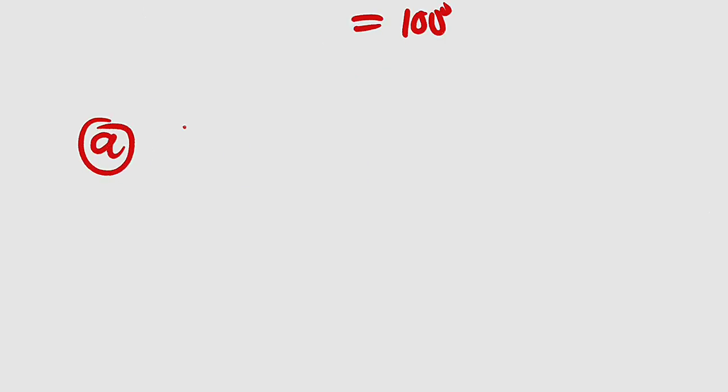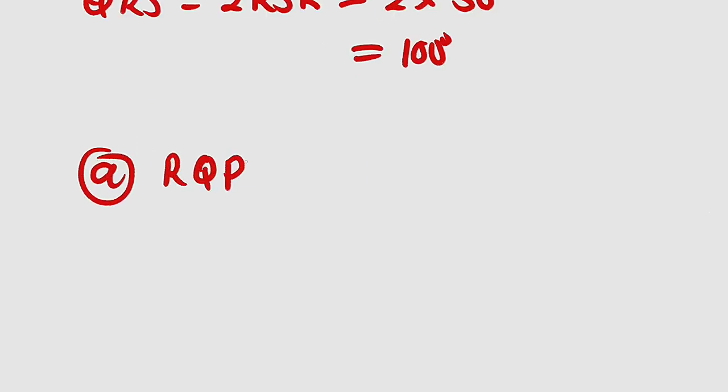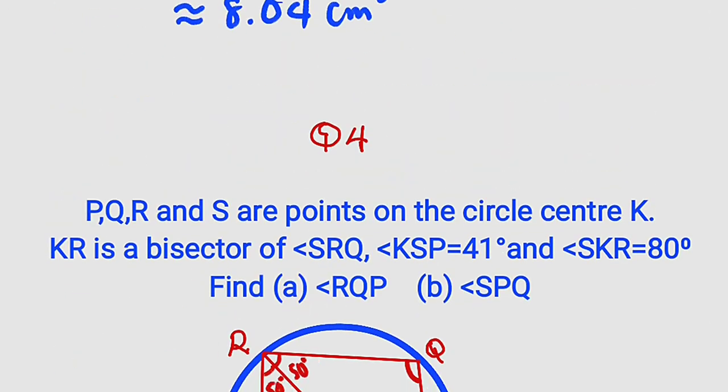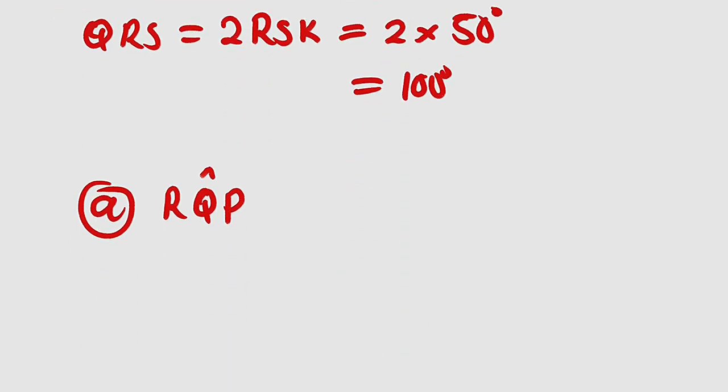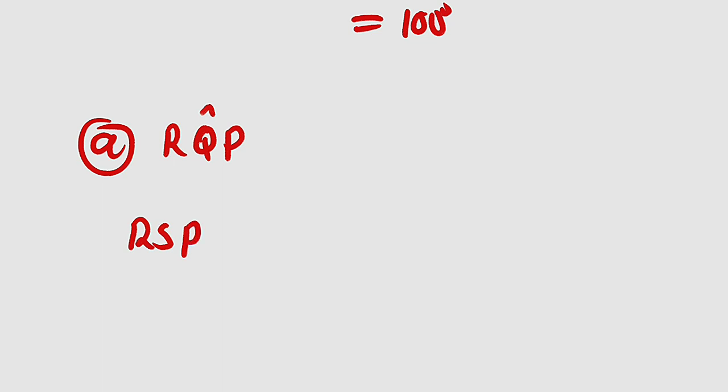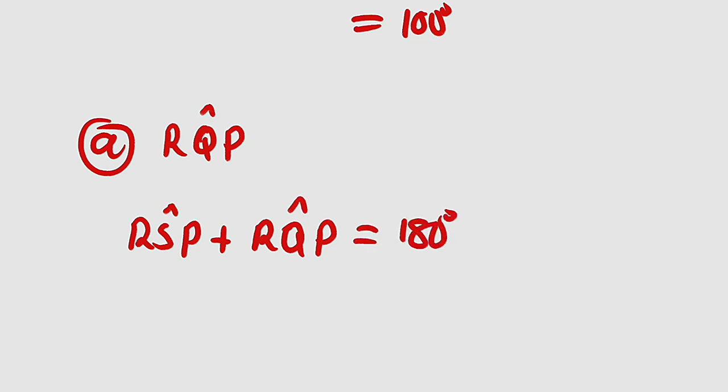So for part A, they say we should find RQP. We are looking for this angle. What you should know is that if you take this angle and add it to this angle, you're going to obtain 180. Remember, I told you that the sum of the opposite angles of a cyclic quadrilateral is equal to 180. But here we have 50 plus 41, which is angle RSP. So RSP plus RQP, which we are looking for, must be 180 degrees.